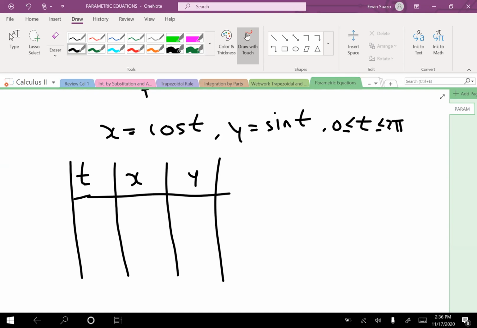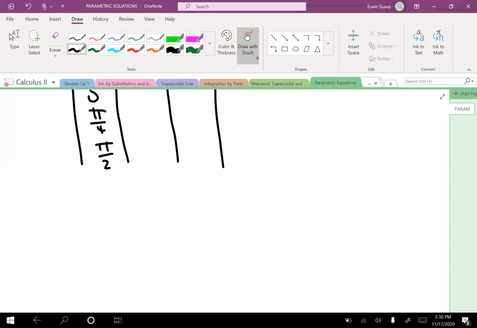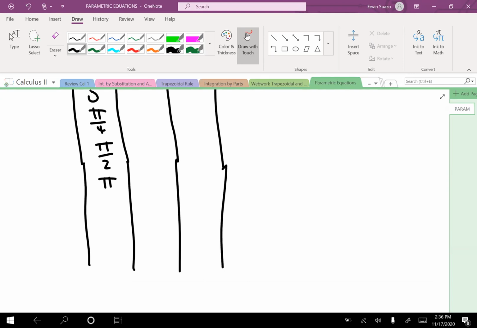Since it's cosine and sine, I need to use values that I know, right? So 0, pi fourths, pi halves, pi, 3 pi halves, then 2 pi.